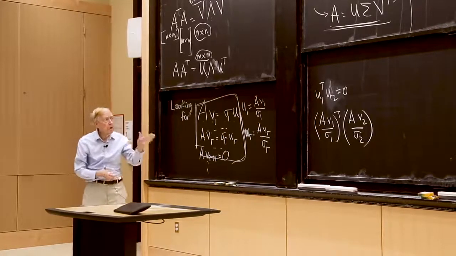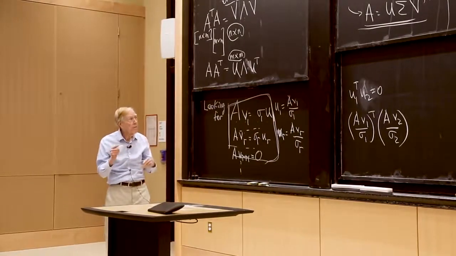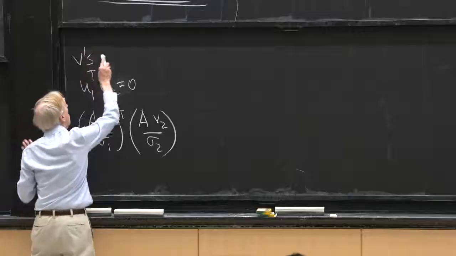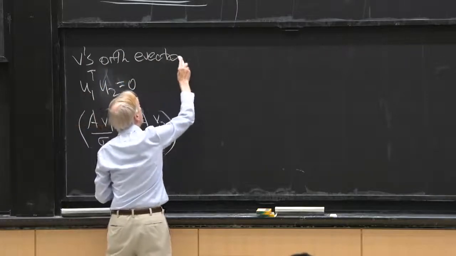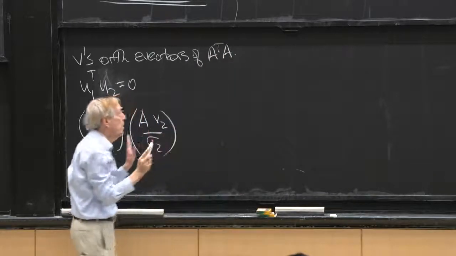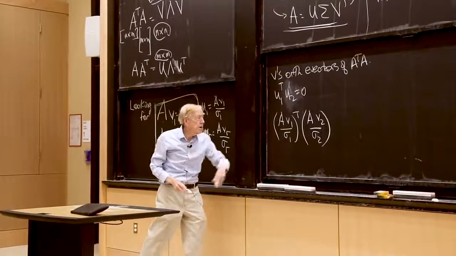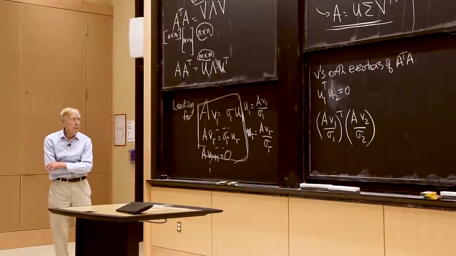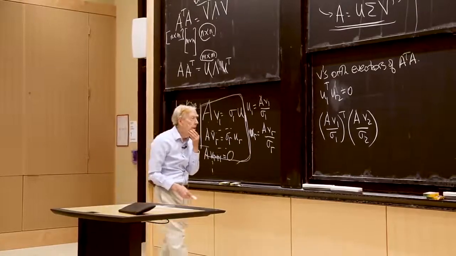The V's are orthogonal. We know the V's are orthogonal. They're orthogonal eigenvectors of A transpose A. Let me repeat that. The V's are orthogonal eigenvectors of A transpose A, which I know we can find. Then I chose the U's to be this, and I want to get the answer 0. Are you ready to do it? We want to compute that and get 0.